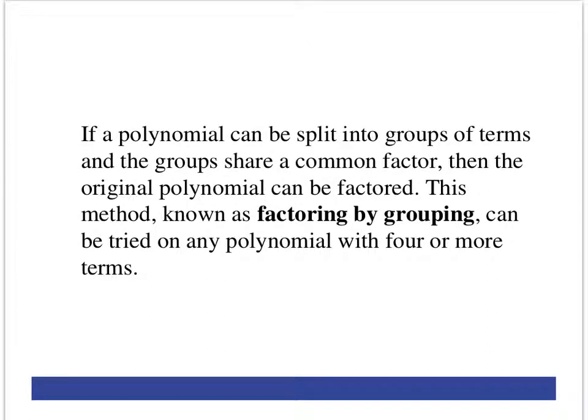If a polynomial can be split into groups of terms and the groups share a common factor, then the original polynomial can be factored. This method is known as factoring by grouping. It can be tried on any polynomial with 4 or more terms. So that's what we're going to look at.